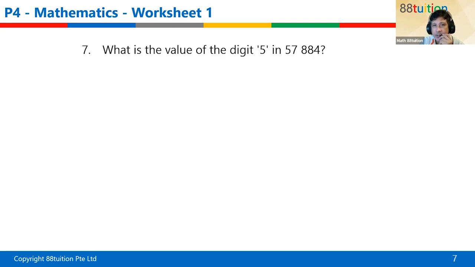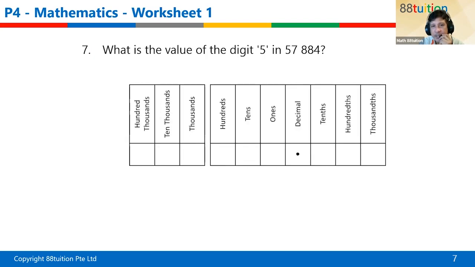Our next section has to do with value and place value. So the easiest is actually to look at it in the place value chart. So this is my place value chart. I need to fill in the numbers that are given to us. So 57,884. Always start from the ones place. So 4 should be in the ones place, and from there we will work to the left. So you will write it this way.